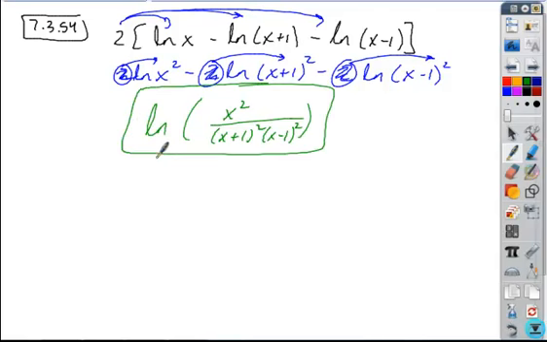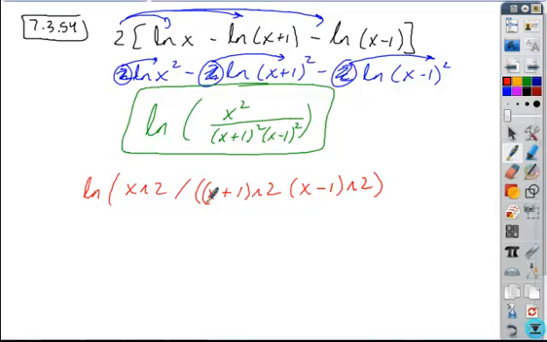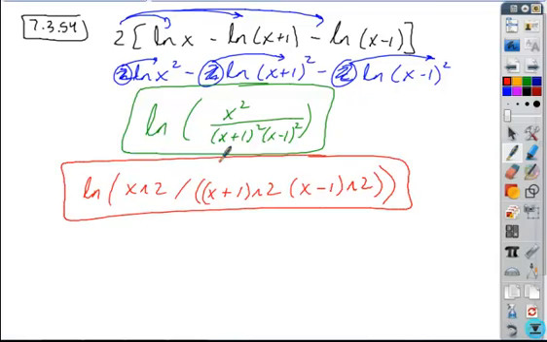If you were to write this, again, enter it online, you're looking at ln of x squared divided by, and then in our denominator, we need to put this all within grouping symbols because there's multiple factors. So x plus 1 squared, x minus 1 squared. So we close off the denominator here, and then we close off the log itself. And so this should be an acceptable form.